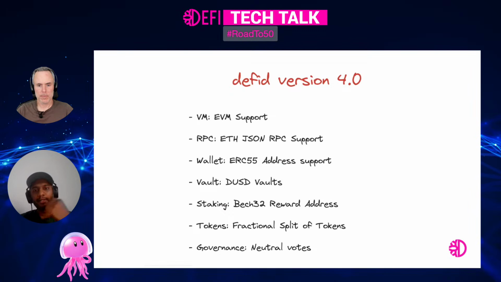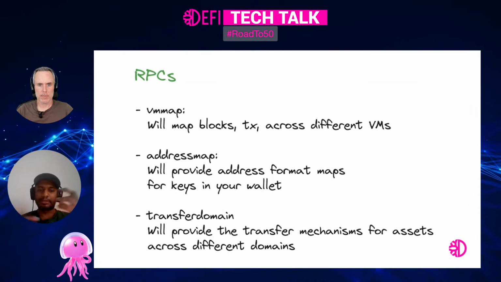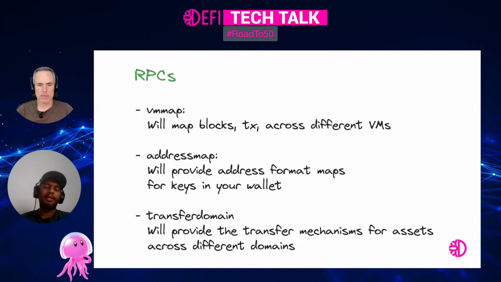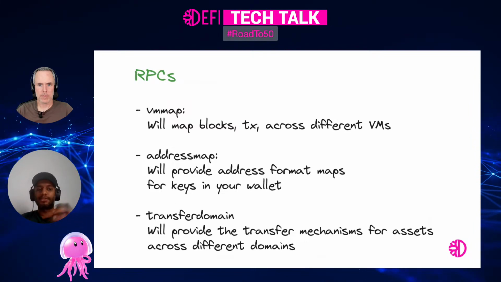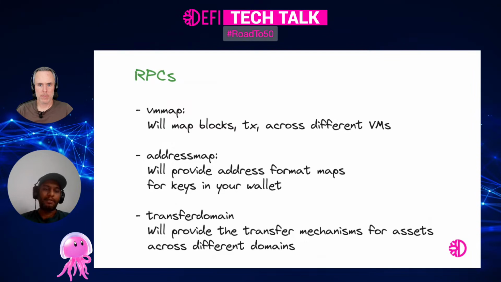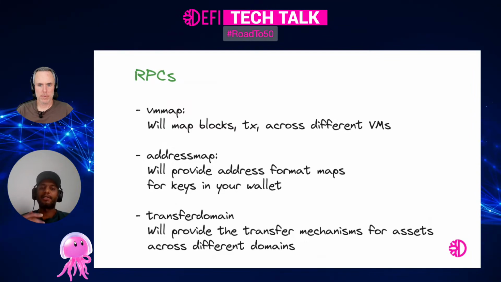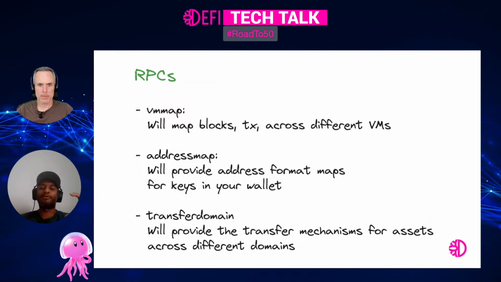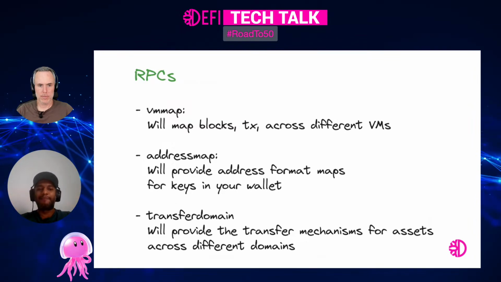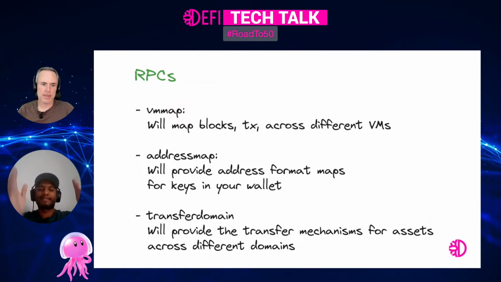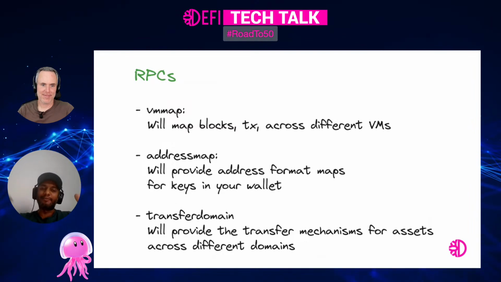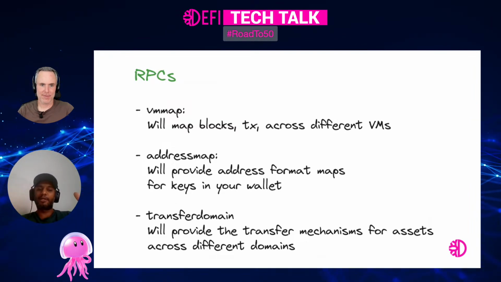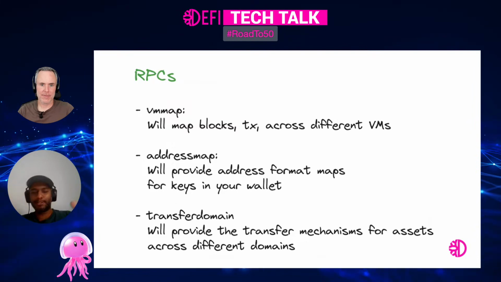And then perhaps let's also dig in a little bit more into what new RPCs are introduced, one of which is called VMMap. So what VMMap is going to do is, everything in DeFiChain is all in the same block, right? So there are no different blocks. But for EVM tools to support it, there's going to be a representation of an EVM block, right?